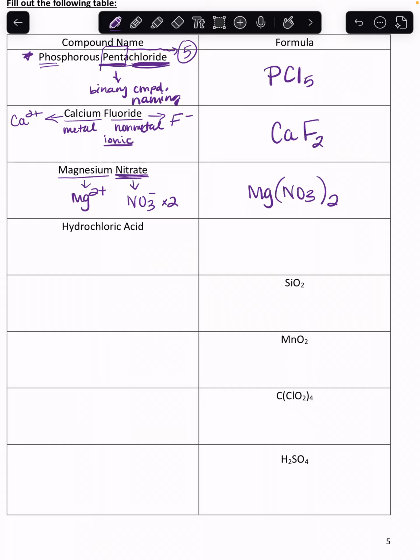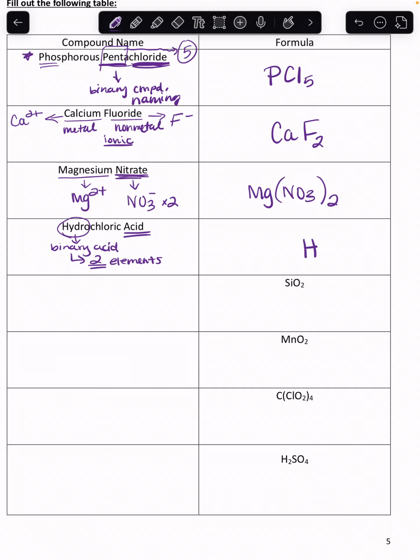All right, next one, hydrochloric acid. All right, I see acid. I immediately think, these are weird naming rules. I gotta remember them. It's okay. We got acid. Awesome. And then I want you real quick to focus in on hydro here. Hydro means binary acid. Binary means two elements only. And one of them is hydrogen.